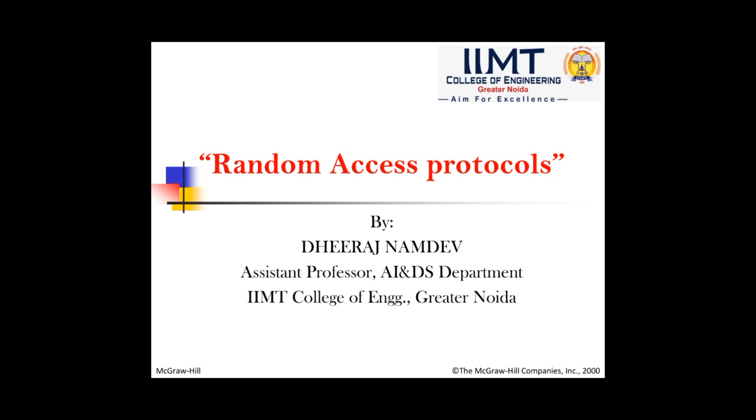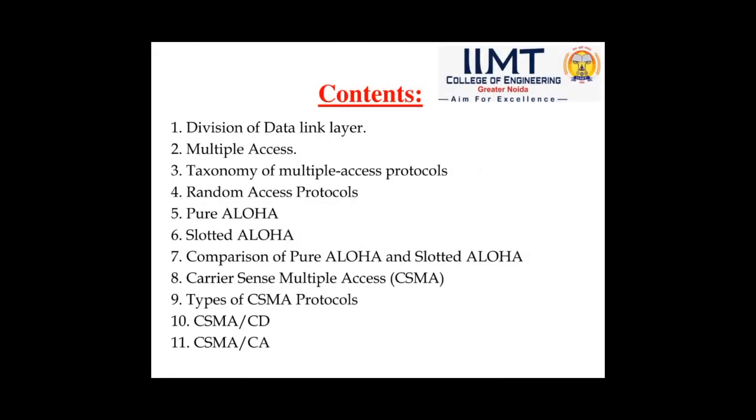Today I am going to discuss an important topic of subject computer network, which is random access protocol. So the contents are division of data link layer, then we see multiple access, taxonomy of multiple access protocol, random access protocols, pure Aloha, slotted Aloha, comparison between pure Aloha and slotted Aloha. Then we see CSMA and different types of CSMA protocol, then CSMA/CD, CSMA/CA.